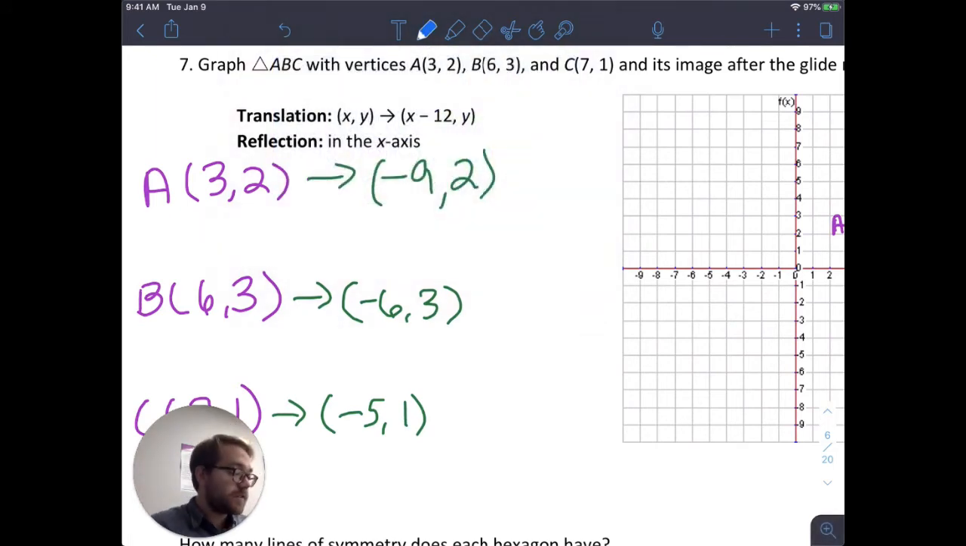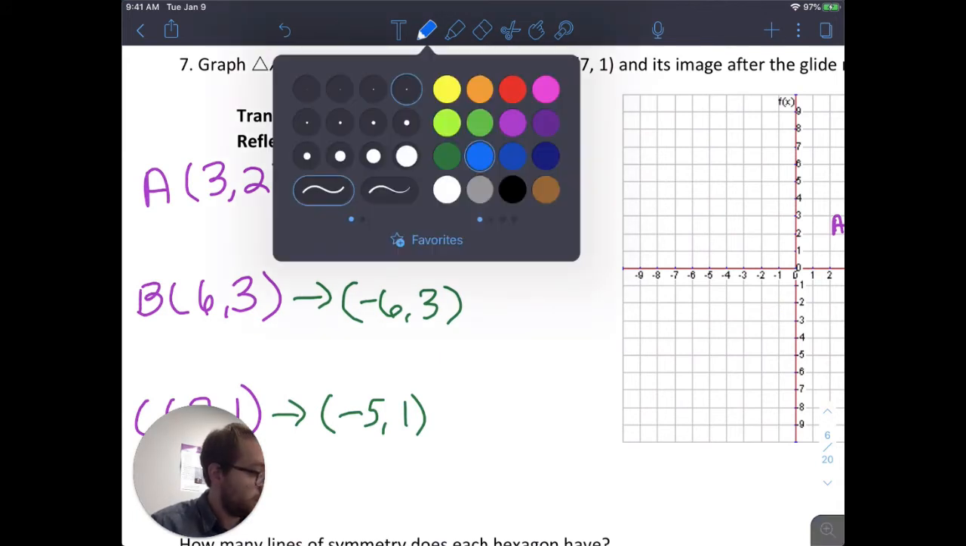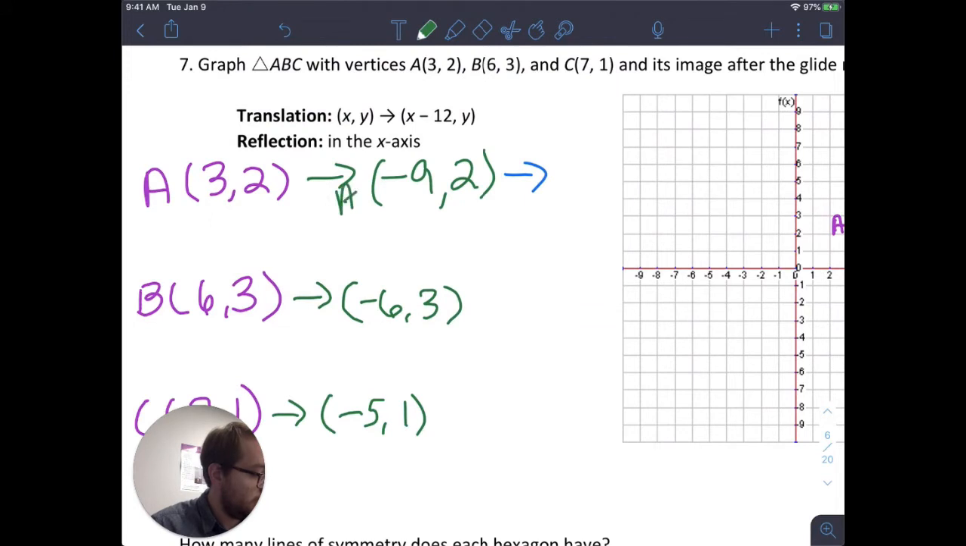We're going to reflect from this translation. Okay, so we're reflecting from these points here. Like I said, I didn't name these. This is A prime, B prime, and C prime. So A double prime would be a reflection of A prime in the x-axis. And remember our coordinate rules for reflections. When we reflect in the x-axis, we just change the sign of the y value. So the x value stays the same, negative 9, and the y value will change signs. So from 2 to negative 2.